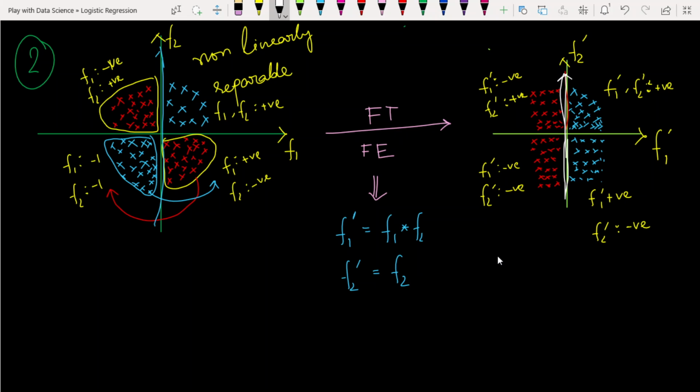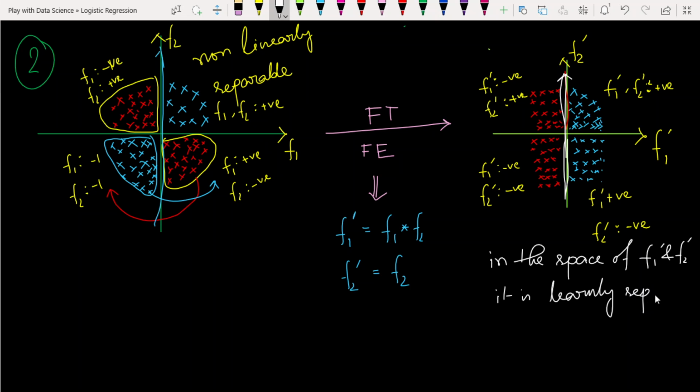So in the space of f1 dash and f2 dash, it is linearly separable. You can easily separate this data.